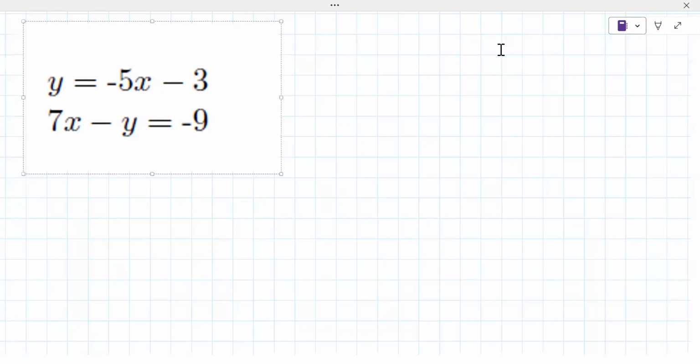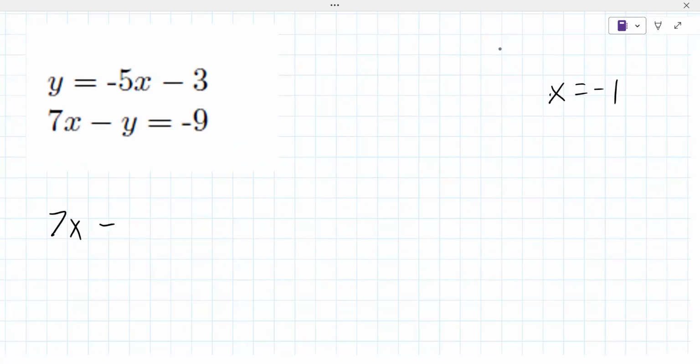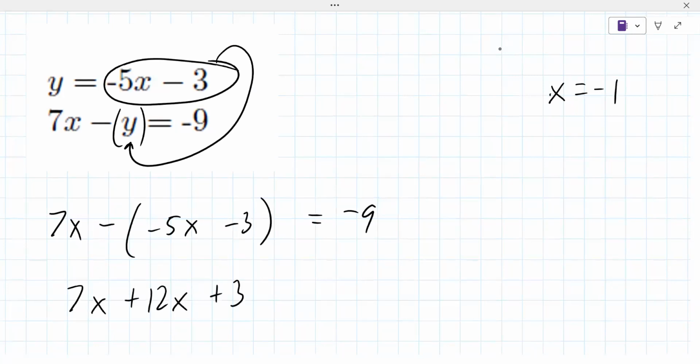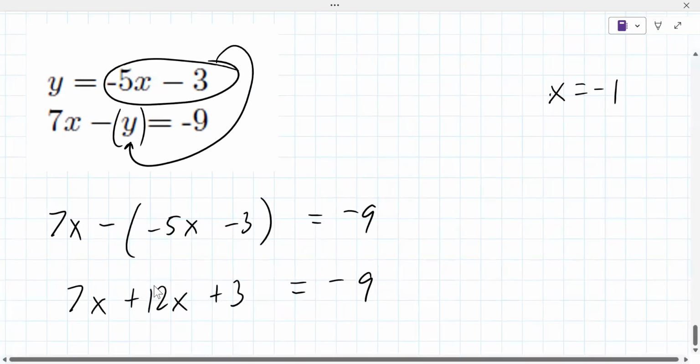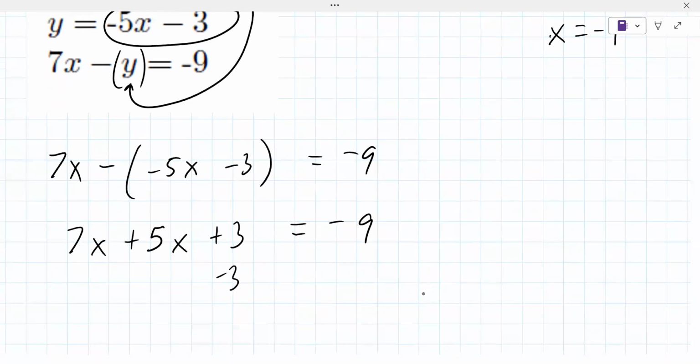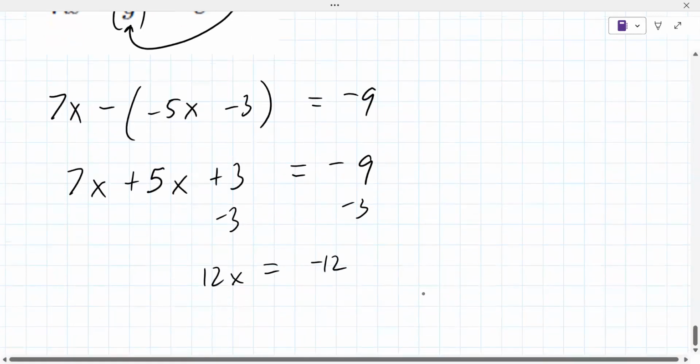X equals -1. Let's take a look here. 7x minus (5x minus 3) equals -9. So we're taking that second part, putting it in for y in parentheses, distribute the sign, so it becomes 12x plus 3 equals -9. Sorry, 5x, I already added those together. It's an interesting slip there. Okay, so you subtract 3 from both sides, you get 12x equals -12 and x equals -1.